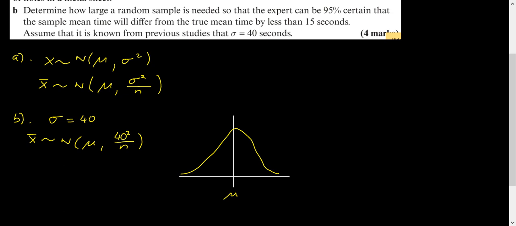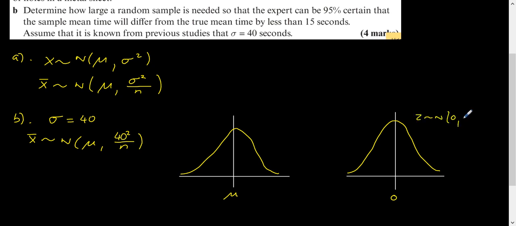Now, what I'm actually going to do is, because I know I have an unknown mean, I am going to use this Z distribution. So the Z distribution has a mean of 0. So Z is distributed normally, mean of 0, standard deviation of 1.